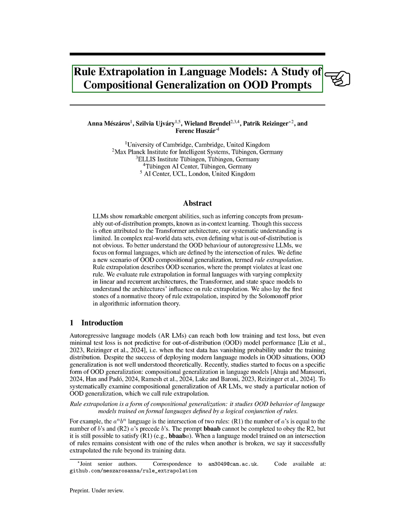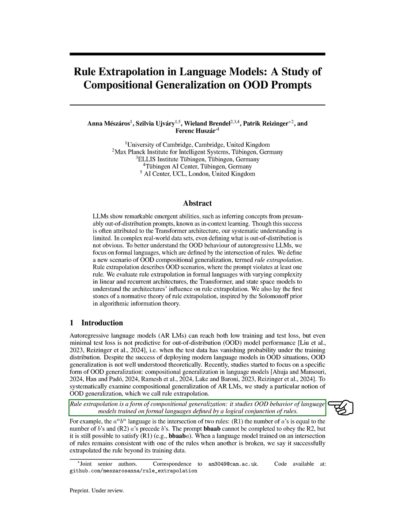Section: Introduction. In this section, we explore the concept of out-of-distribution (OOD) generalization, particularly focusing on a type called rule extrapolation. While our model, referred to as LLM, can achieve low training and test losses, a low test loss does not guarantee good performance, especially when the test data is unlikely to appear in the training set. Although modern language models have shown success in OOD scenarios, the theoretical understanding of OOD generalization remains limited.